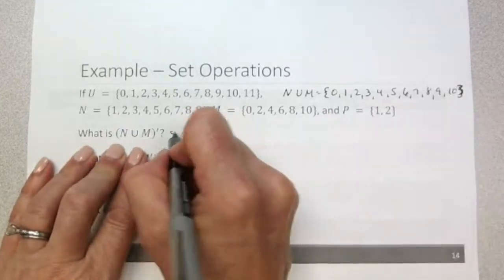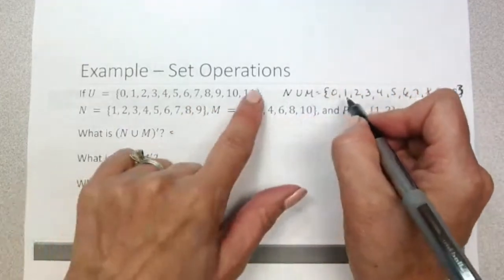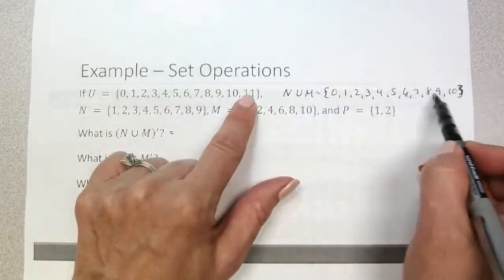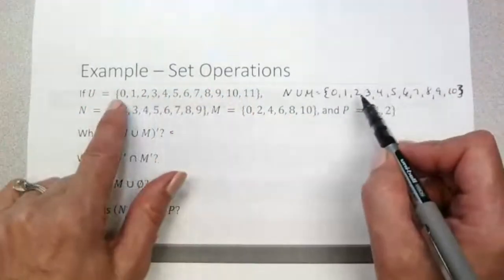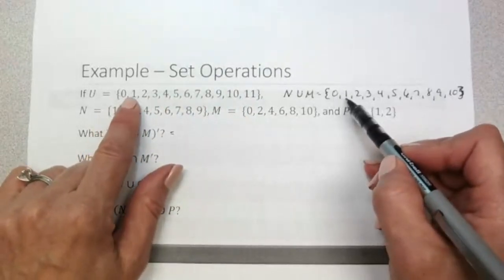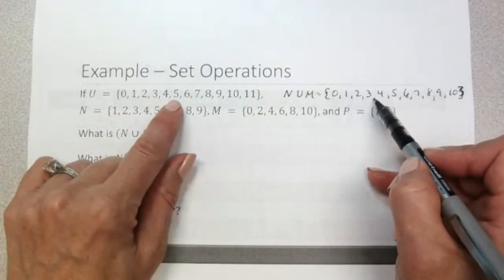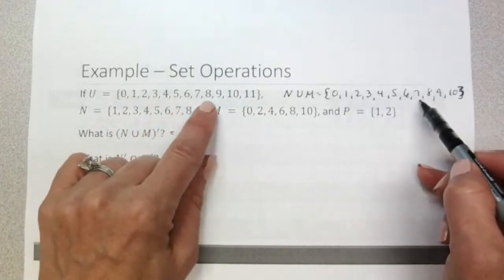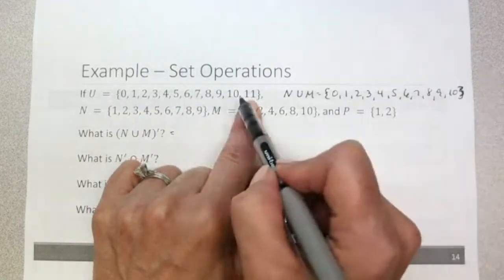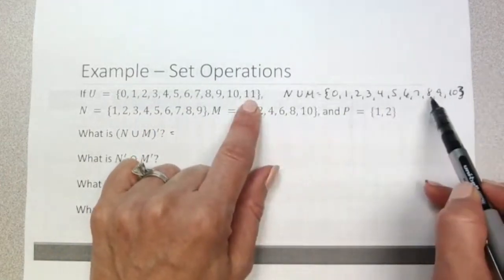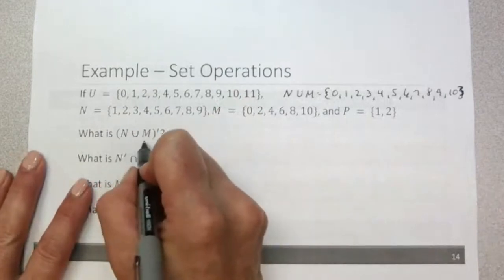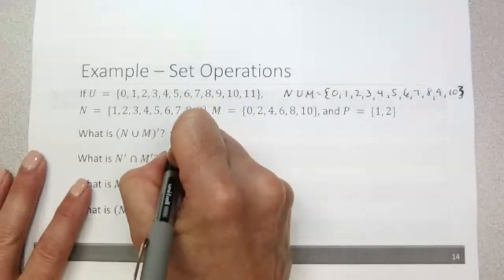Well, the complement of n union m is going to be everything that's in the universal set that is not in that union. All right, so we'll compare these two sets. We see 0 is in both, and 1 through 10 are in both. Looks like the only thing in the universal set that's not in the union of n and m is 11. So the complement of n union m is going to be 11.